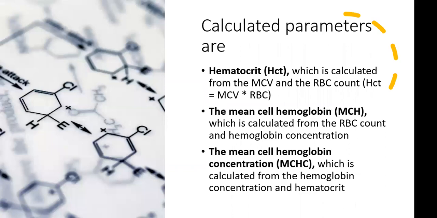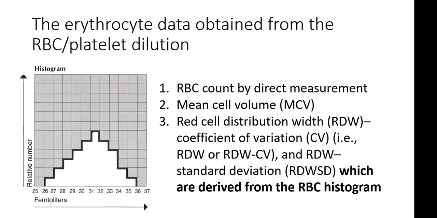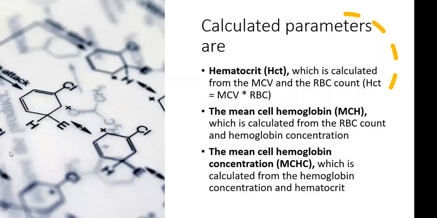From this histogram, we have derived MCV, RDW, and the number of RBCs. The calculated parameters, if somebody asks you, are hematocrit, MCH and MCHC from the analyzer. Whenever the derived parameters, that is your number of RBC, MCV or RDW, change, they will directly affect the calculated parameters, that is MCH, MCHC, and hematocrit.